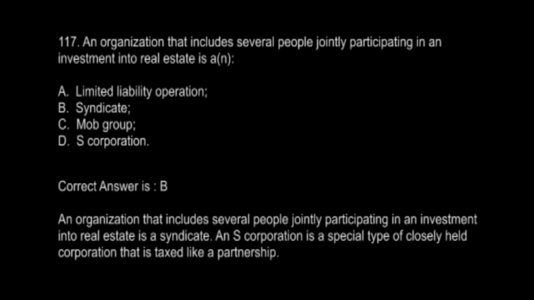Correct answer is B. An organization that includes several people jointly participating in an investment into real estate is a syndicate. An S corporation is a special type of closely held corporation that is taxed like a partnership.